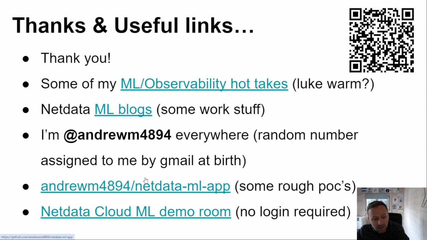Some of these also exist in this little Netdata ML app that I did. It's a very rough proof of concept. And some of the stuff we've implemented is available in our Netdata demo room. Basically, you can just go play with it. Mainly that's the anomaly detection, change detection, and some alert ranking. We also have anomaly detection based alerts as well.